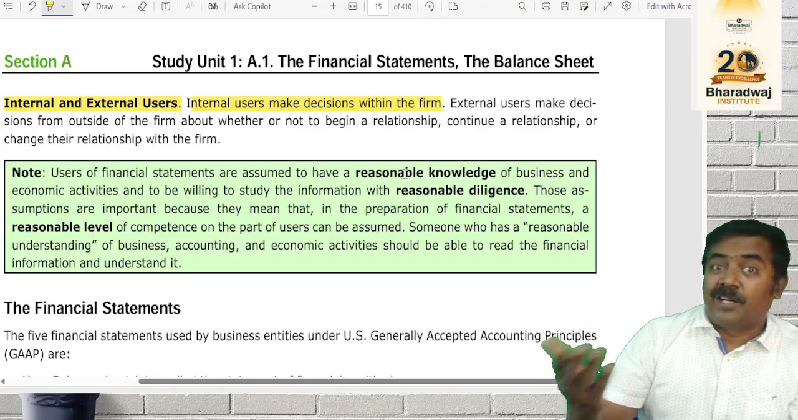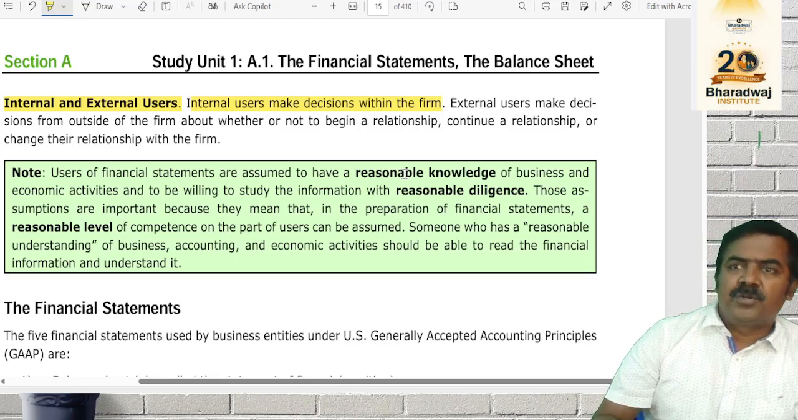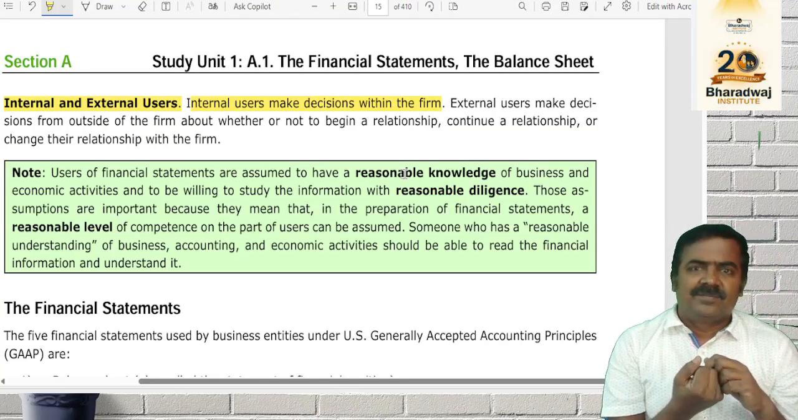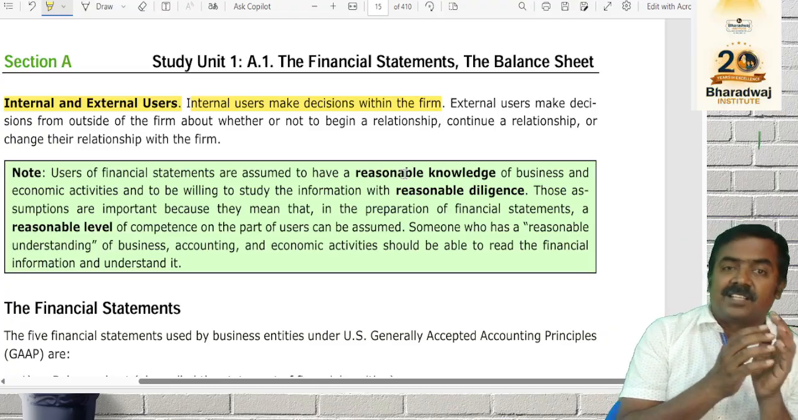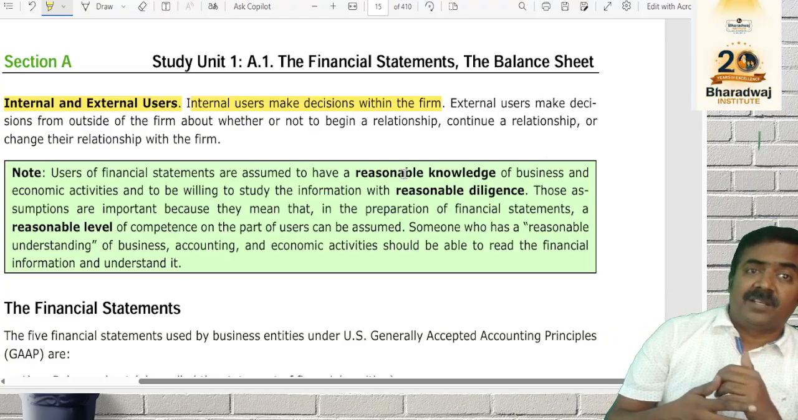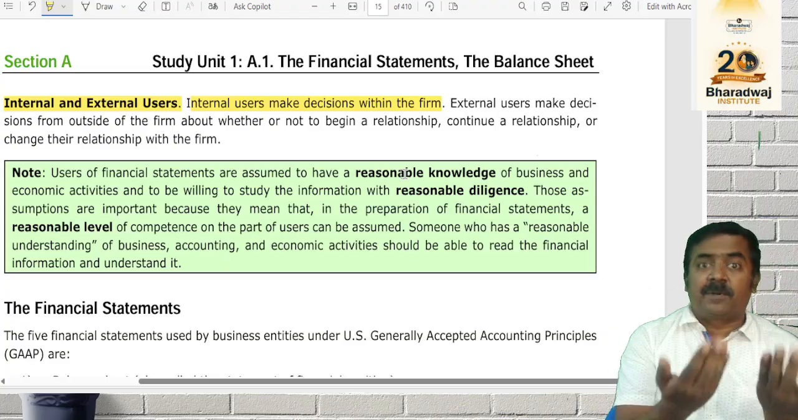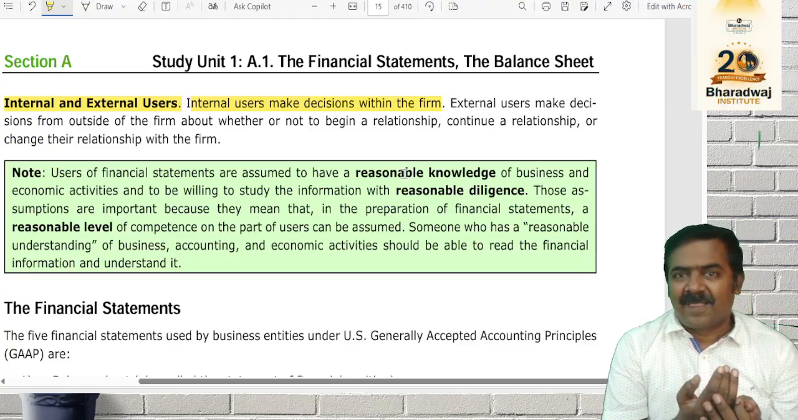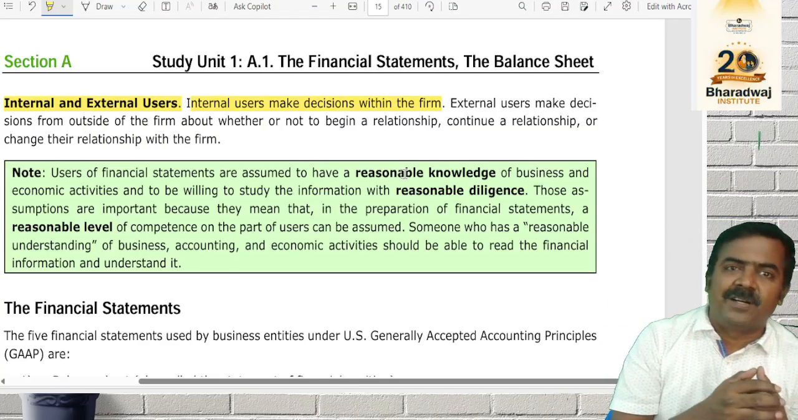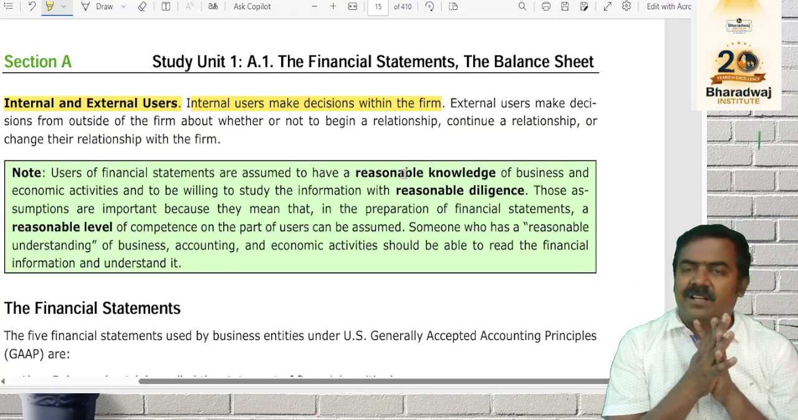Who are external users? So far I'm not connected to the company. In future, I want to get connected to the company in a different way. Can I be an employee in the company? I will analyze the financial statement. Is the company growing? If I join, whether my career will be good or not. What is the profit they are making? So I'll analyze. A prospective employee is an external user. A prospective investor, I want to analyze before I invest my money in shares. I become an external user.